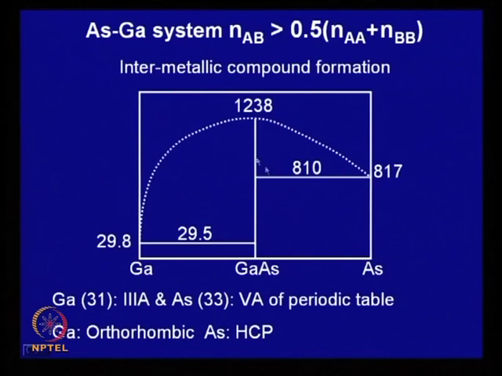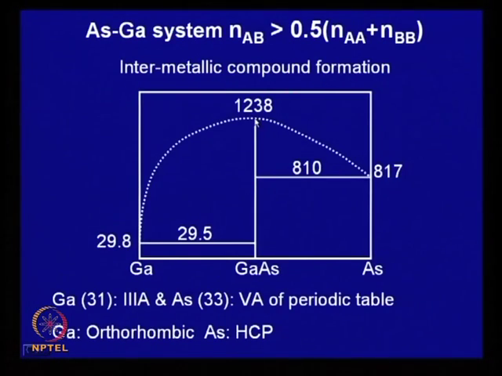Now, here is an example of a case where you have some intermediate phase forming. This is gallium, this is arsenic, and you have gallium arsenide. Look at their melting points. Gallium melts at around 30 degrees centigrade, whereas arsenic melts at around 817 degrees centigrade. But look at this gallium arsenide, the melting point increases significantly and its behavior is exactly the same as melting.